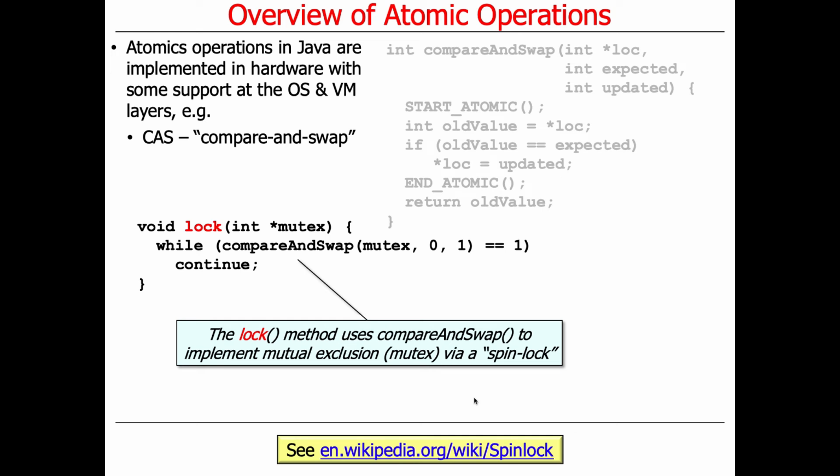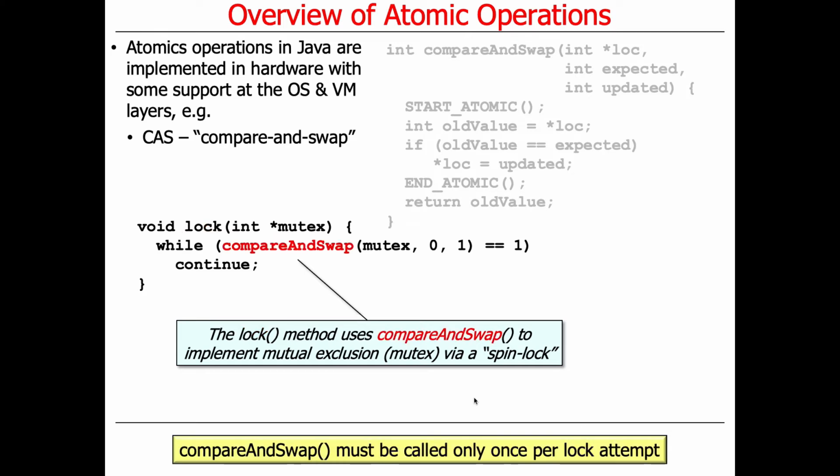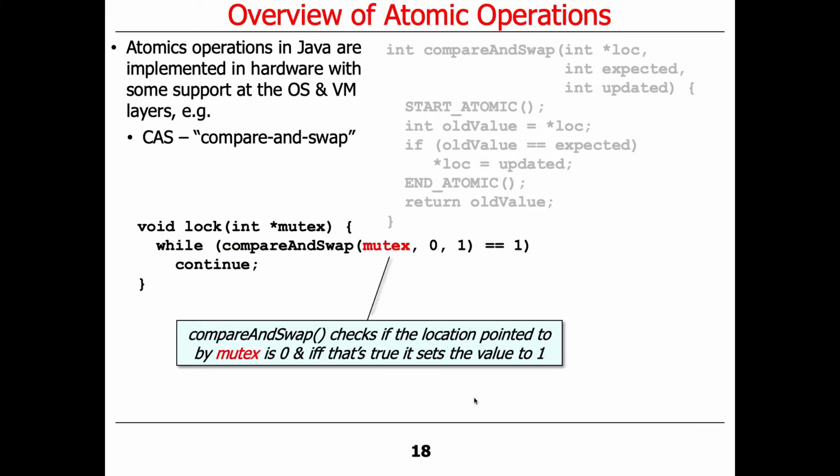And this is a very simple spin lock. This is even simpler than your spin lock, but it's basically the same idea. So what you do is you pass it a pointer to an int, and you have a lock method. And the lock method uses compare and swap, that method we just looked at, to implement mutual exclusion with a spin lock. And here's what it does.